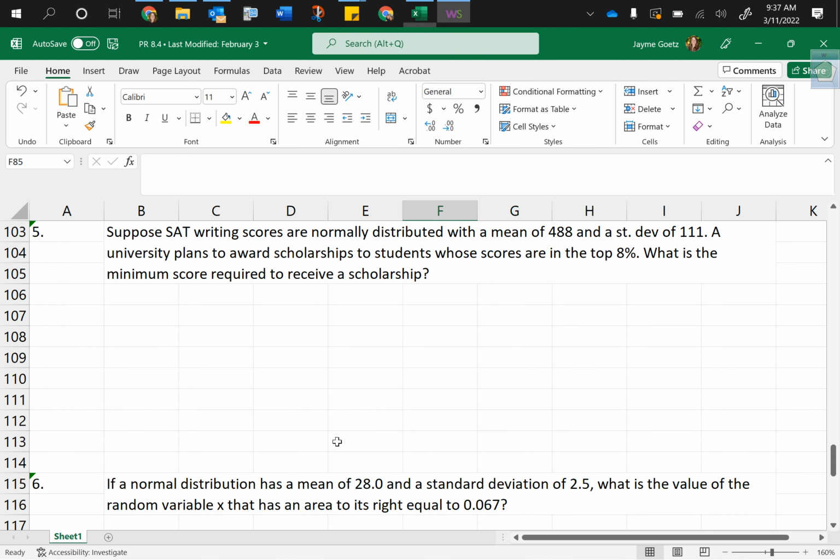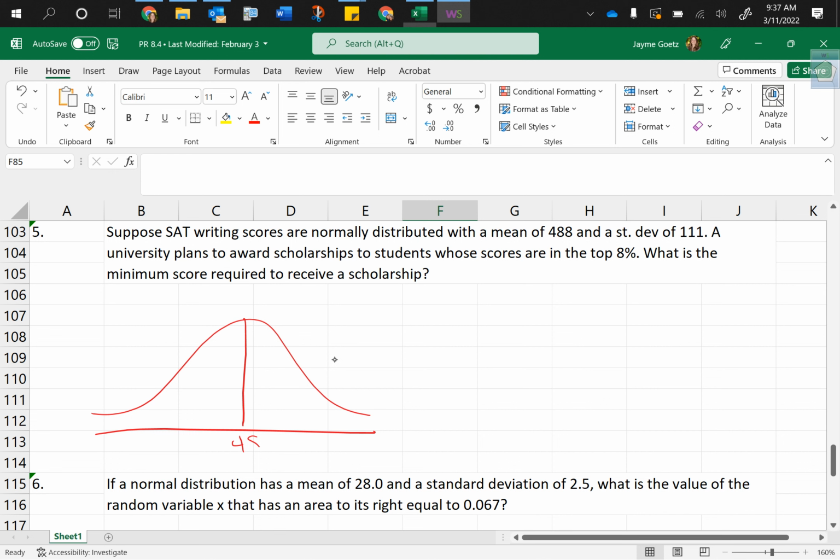So on number 5, suppose SAT writing scores are normally distributed with a mean of 488 and a standard deviation of 111. So what I'm going to do is sketch that. I've got a standard curve. Pen is not working. So we're going to have, there we go, a normal curve with a mean of 488 and a standard deviation of 111.